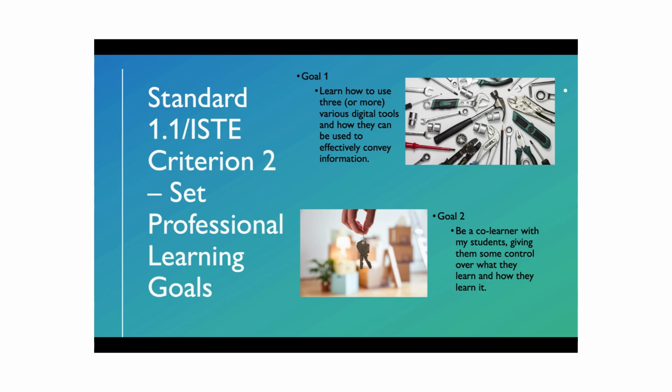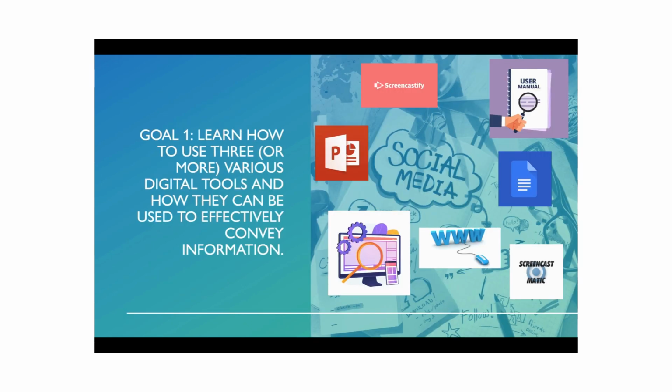My second goal was to be a co-learner, learning alongside my students and allowing them more autonomy and decision-making abilities in their learning. My first goal was to learn to use 3 or more digital tools and figure out which tool is the best format for delivering different types of information in easily consumable ways. The 3 tools I focused on mastering were Google Slides, Canva, and Kaggle.